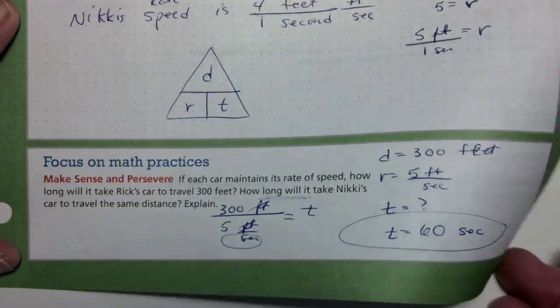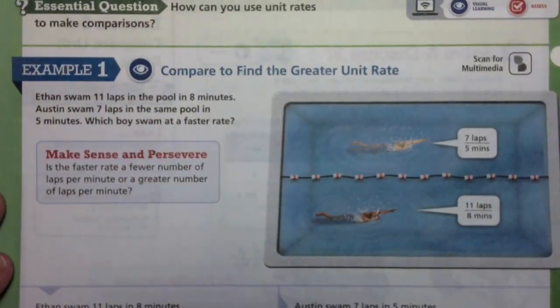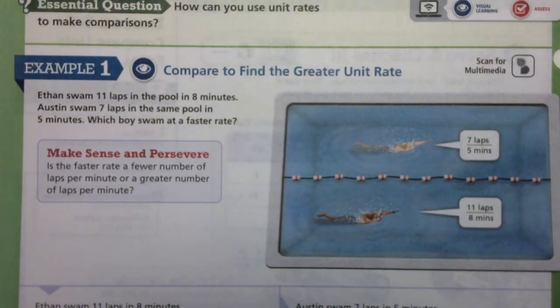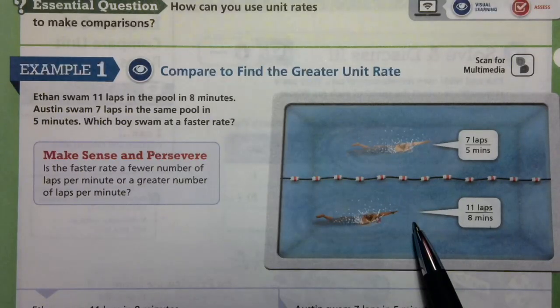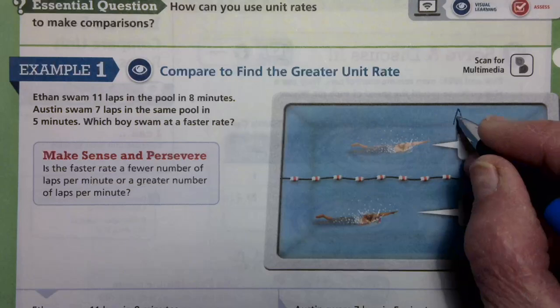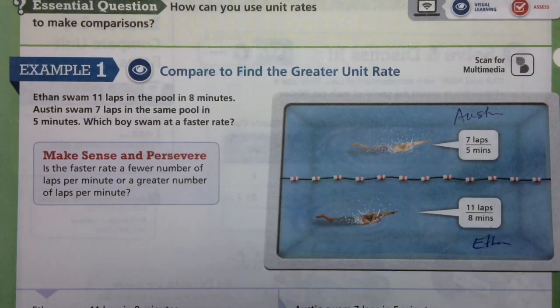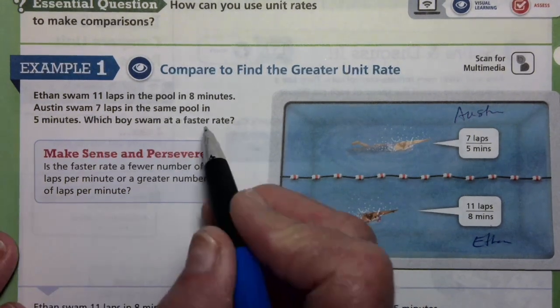All right. Turn the paper over. Example number 1. Let's go through this. Ethan swam 11 laps in the pool in 8 minutes. 11 laps. This must be Ethan right here. Austin. So this is Ethan. This is Austin. Austin swam 7 laps in 5 minutes. Which boy swam at a faster rate? Now, is the faster rate a fewer number of laps per minute or a greater number of laps per minute? It's going to be greater if you want the person that swam faster.